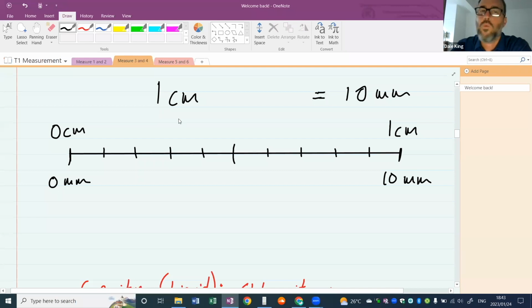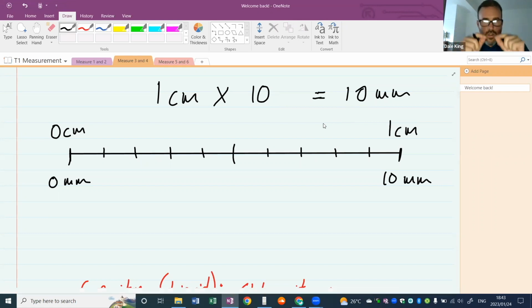Now, I know the answer is 10 millimeters. So what do I have to do to that 1 centimeter to get my 10 millimeters? I have to make it big. I have to take that 1 and turn it into a 10. So I've got to multiply it by 10. So 1 centimeter times 10 will give you my 10 millimeters. So going from a bigger unit of distance, which is a centimeter, down to a smaller unit of distance, which is a millimeter, there's going to be a lot more millimeters than my 1 centimeter. So I'm going to have to multiply to make this 1 bigger into a 10. I hope everyone understands that.